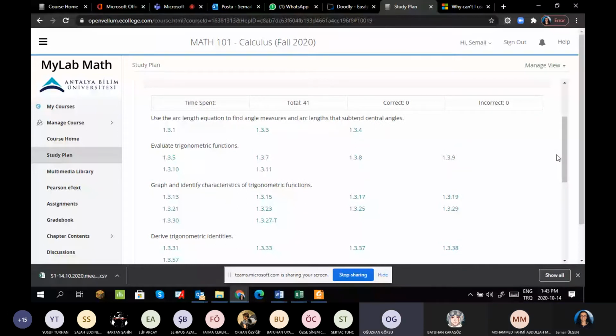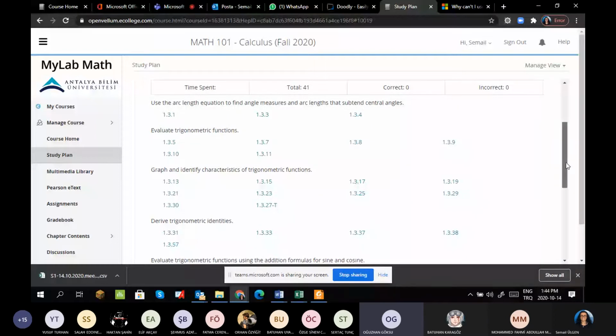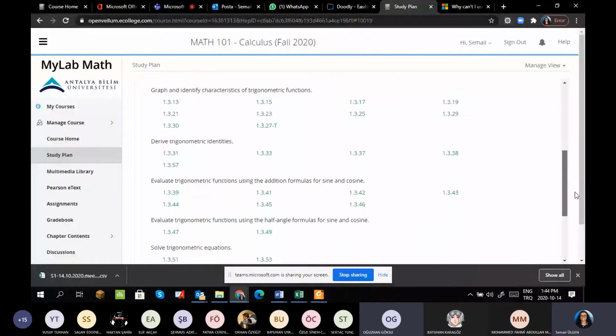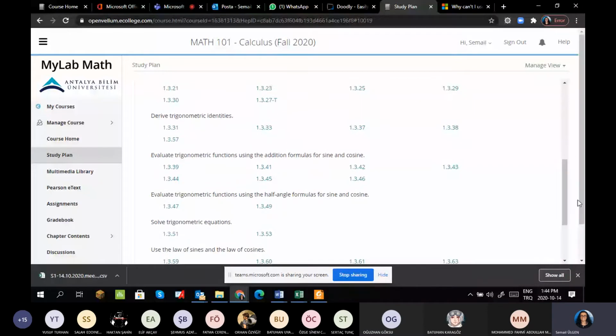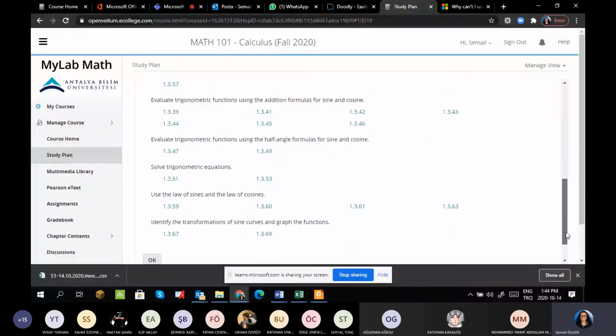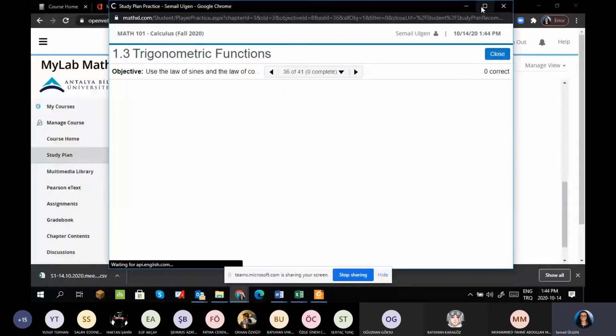Teacher, it's better to be the law of sines and cosines. Let's choose that. Okay, law of sines and cosines. Let's choose one of them. Let's choose the first one. Let's see how it's going to go.